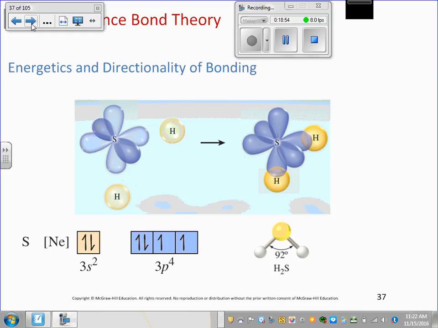And here's where you see the directionality of bonding. Sulfur has 2 unpaired electrons, hydrogen has 1: hydrogen sulfide. You can see how the S overlaps with the P, and it turns out to be 92 degrees.